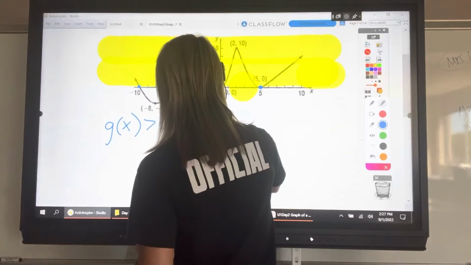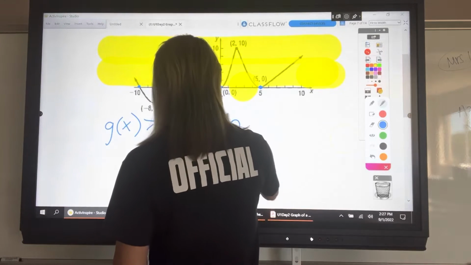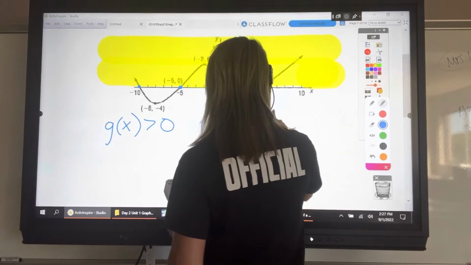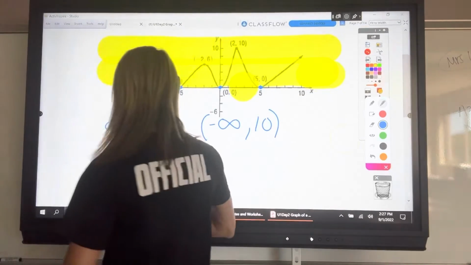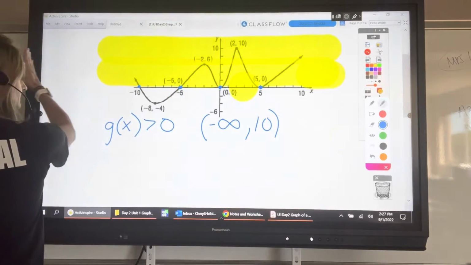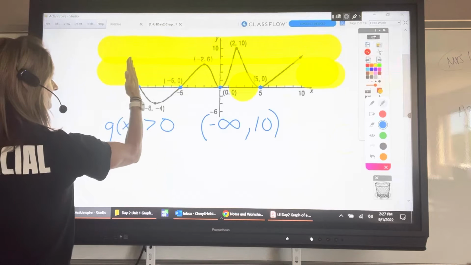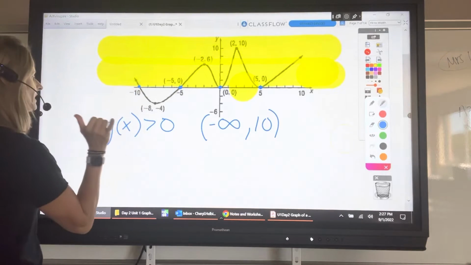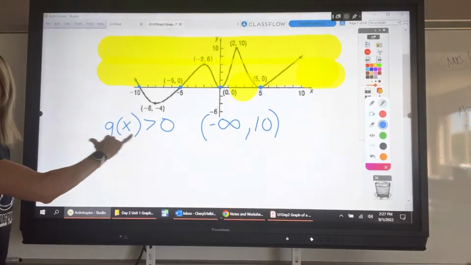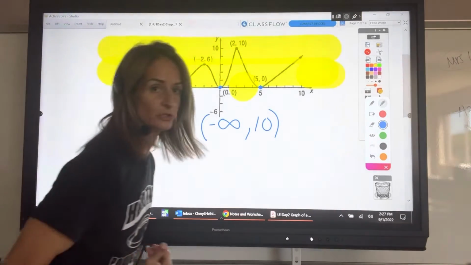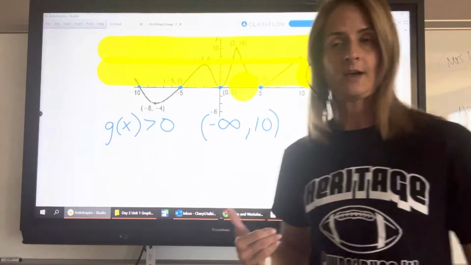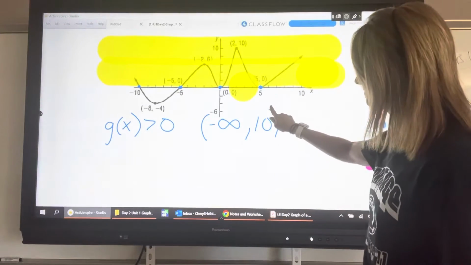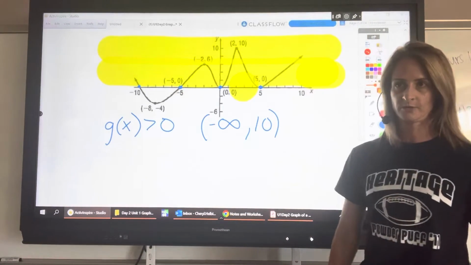So we've got from negative infinity up to 10. Now what happens at 10? From negative infinity up to 10, well, all of a sudden, g of x at 10 equals 0. We want to know where g of x is greater than 0, not greater than or equal to 0. So we're not going to include that point. And the way we show that is with a parentheses around the 10. Are you with me?